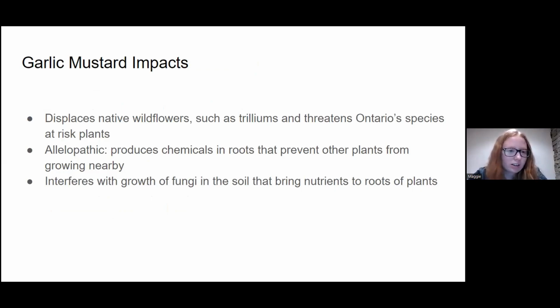There's a term called allelopathic. What that means is that it produces chemicals in its roots that prevent other plants from growing there. So it creates an environment that the garlic mustard themselves are able to thrive in, but it reduces competition from other plants. It also interferes with the growth of fungi in the soil that bring nutrients to the roots of the plants. So again, allowing the garlic mustard to thrive while outcompeting the native plants.